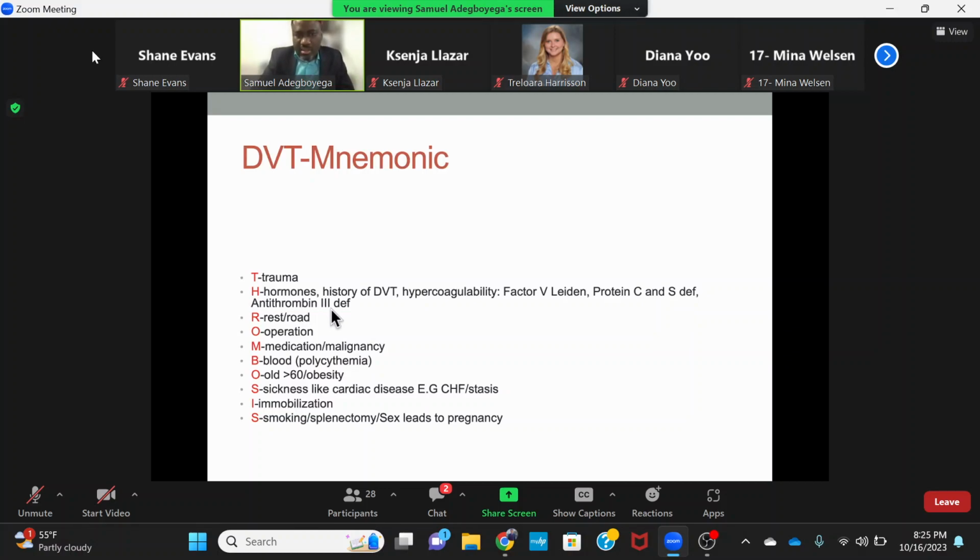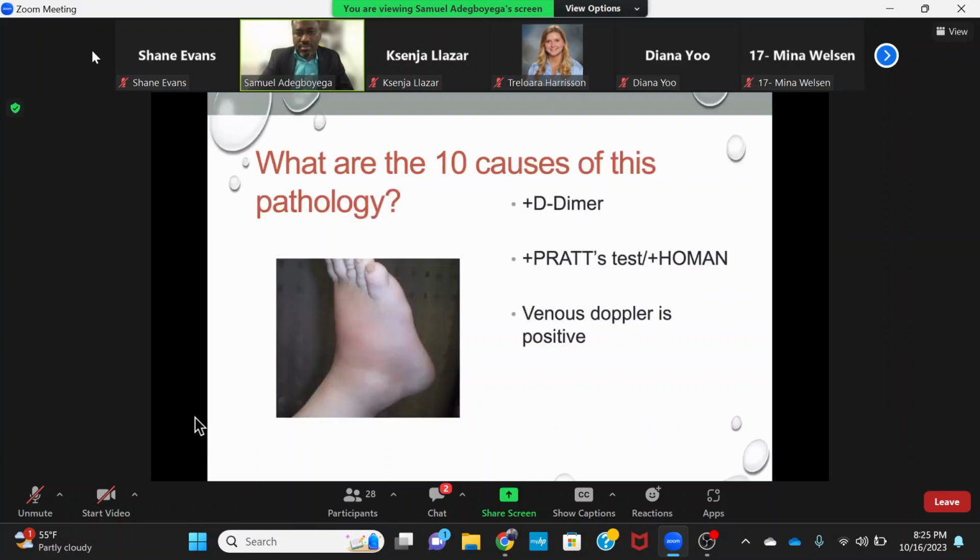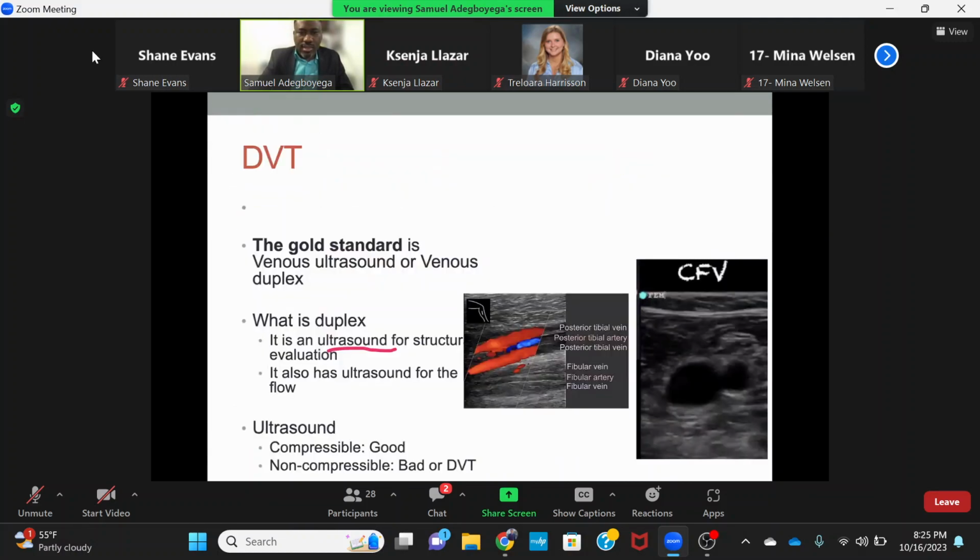Antithrombin 3, not antithrombin 2, not antithrombin 1, antithrombin 3. So these are the things you have to remember on the exam that might get you. Polycythemia, that could get you also. Just make sure you remember this. Splenectomy, that could get you also. Pregnancy, smoking, all this could lead to DVT. Let's keep going. Oh, this is very important.